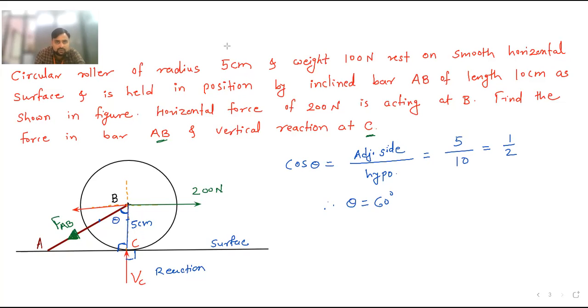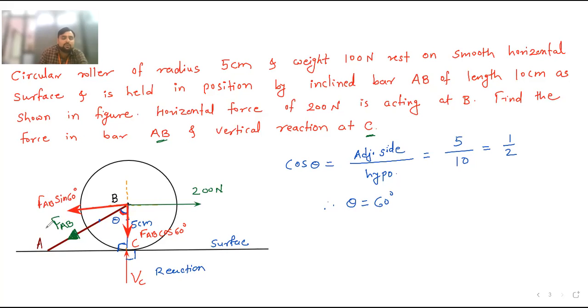We will draw the force once again. So this is your force FAB, and this is the vertical component. If this angle theta is there, then what is this vertical component? It will become FAB cos 60, and this will become FAB sin 60.